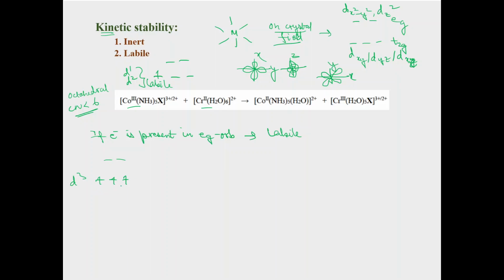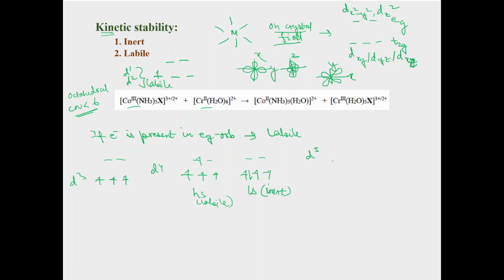All three electrons are filled in the T2g orbital, whereas in d4 there are two possible ways. If it is a high spin complex, it will be like this, whereas if it is a low spin complex, it will be like this. The low spin one is inert in nature, whereas the high spin complex, as an electron is present in the Eg orbital, is labile in nature, and so on. I think you got it.